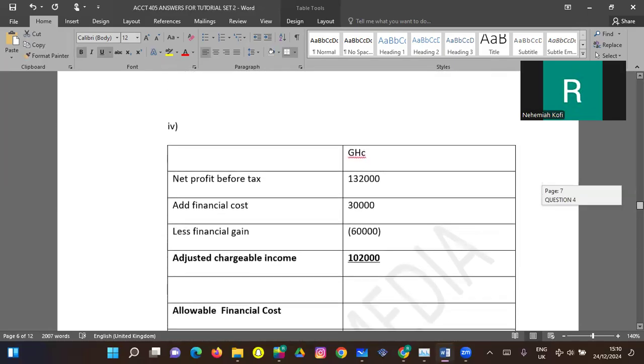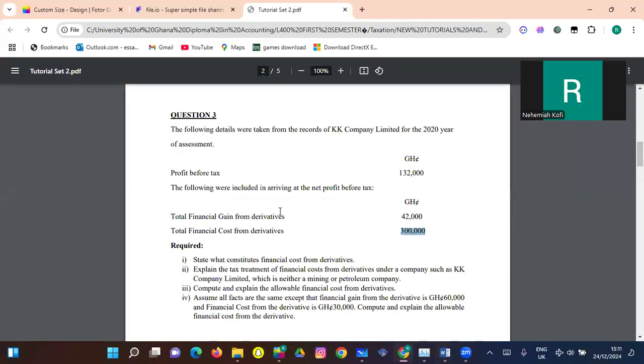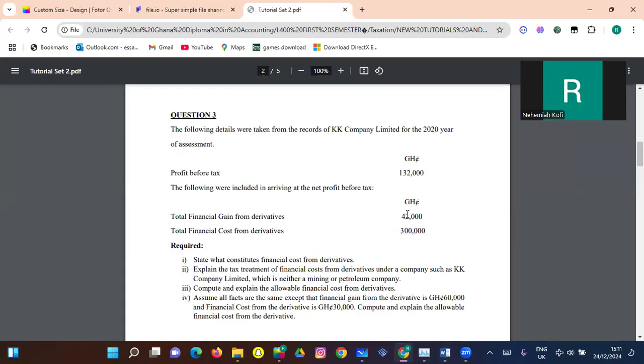All right. So then let's look at it again. Ivan is saying assume all the facts are the same, except the financial cost from derivative is 30,000, and financial gain from derivative is 60,000. Compute and explain the allowable financial cost, right? So basically now they've changed only this, and we have to do everything over again, right?